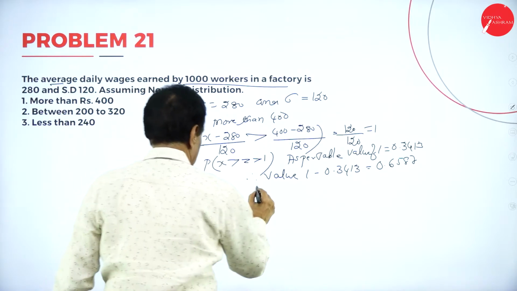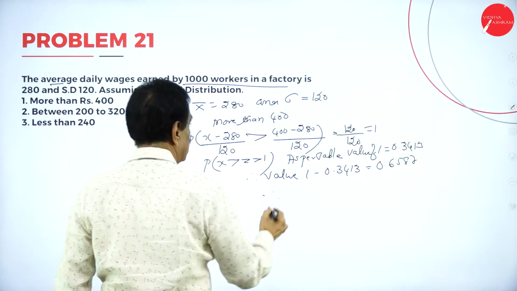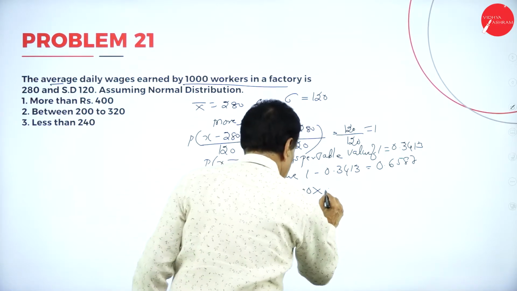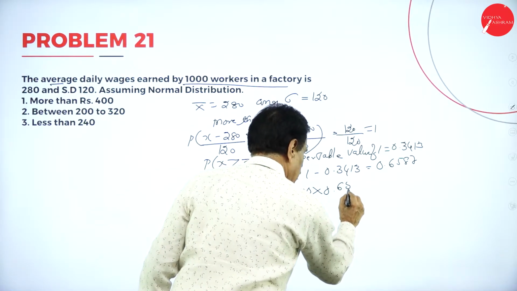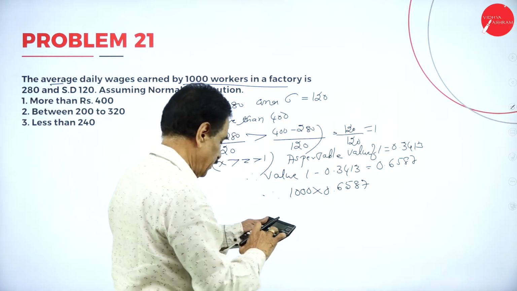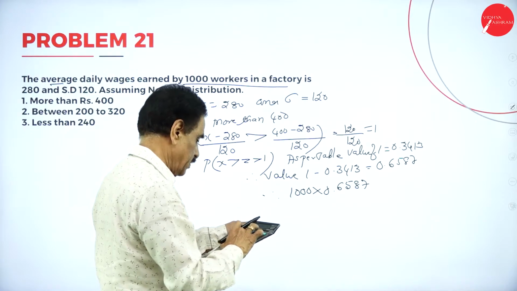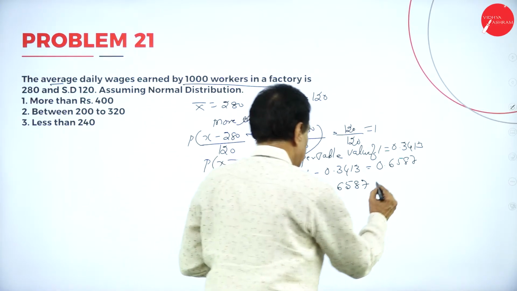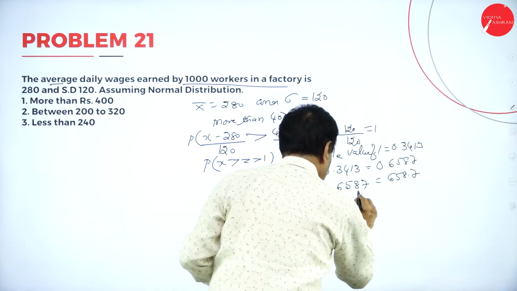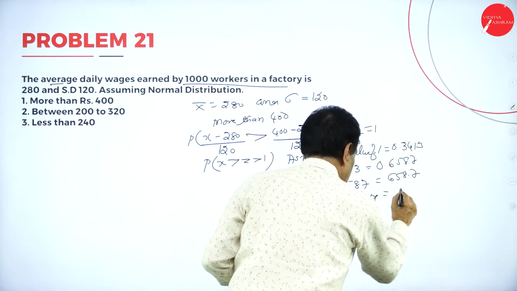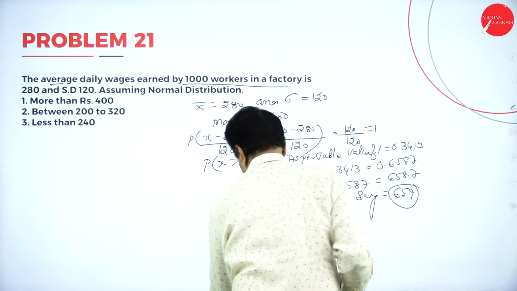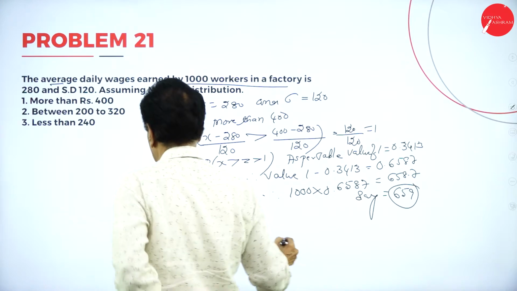In a factory, how many workers are there? Number of workers, therefore, 1,000 into 0.6587 is 658.7, say 659 workers. This should be put into format now.